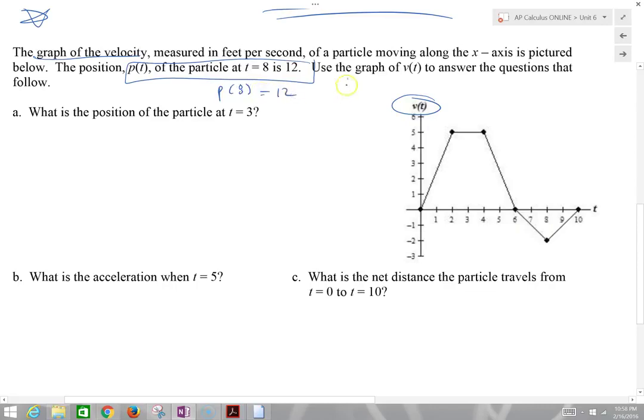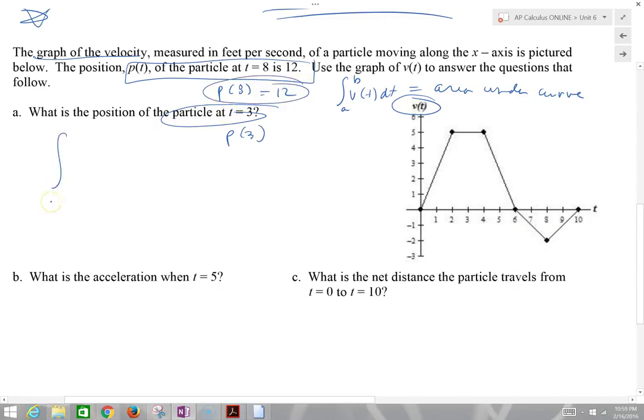And anytime we have the integral of v of t dt, this is equal to the area under the curve from a to b, anywhere along there. You don't want to forget that that's what the integral of a function means also. So, given that we want to find the position of the particle at t equals 3, well, we want p of 3, and we're given p of 8.